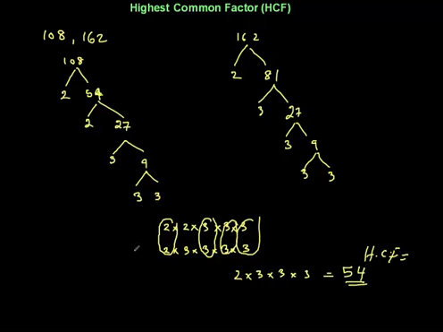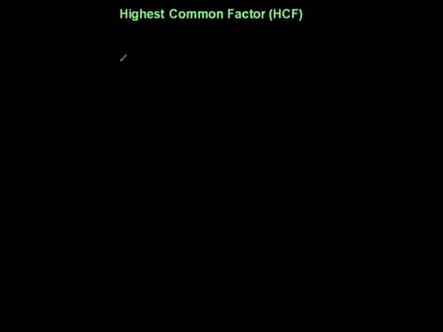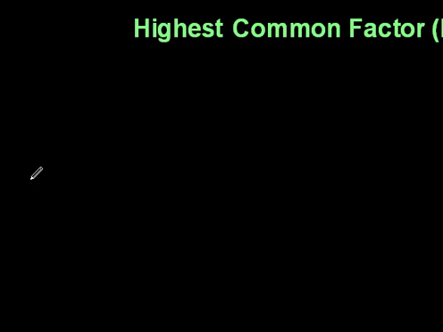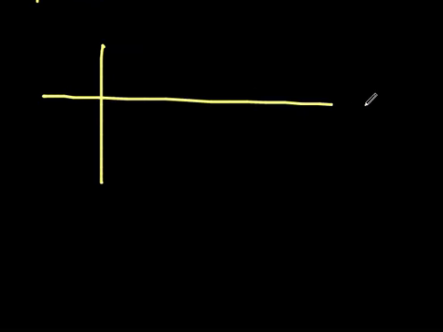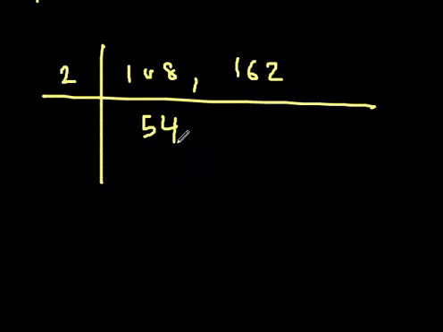Right, so this is another technique. It's rather an old method of finding the highest common factor, very useful though. What you do is, I will use the same numbers, 108 and 162. I put them down together, and we check what goes into them. They can both be divided by 2. So when I divide 108 by 2, I get 54. When I divide 162 by 2, I get 81.